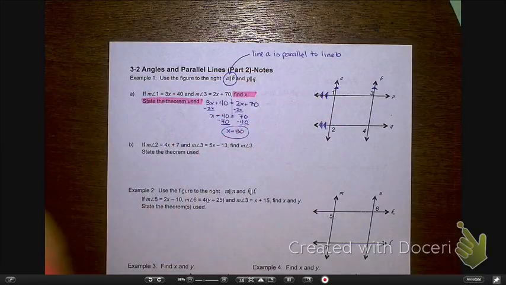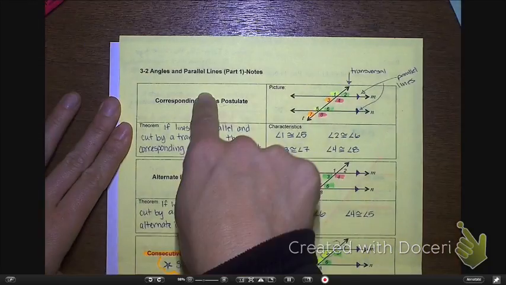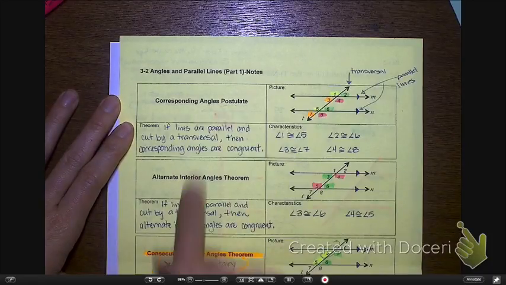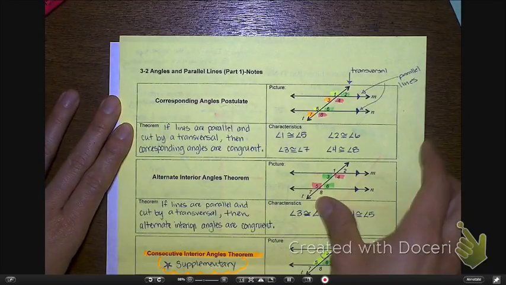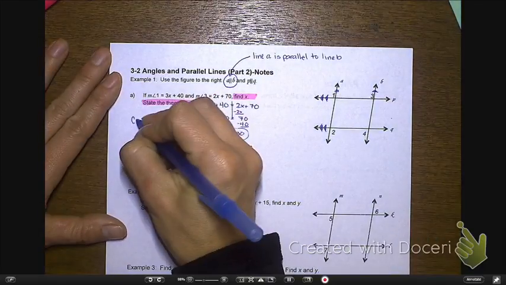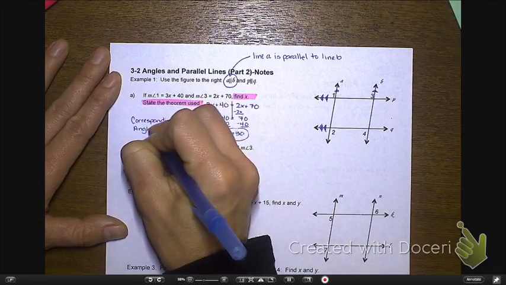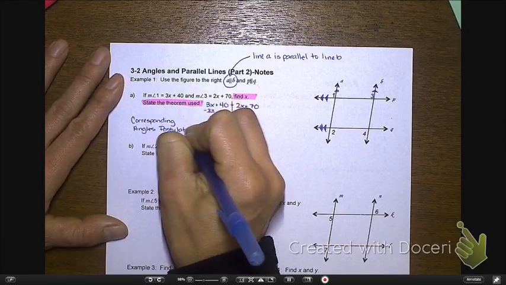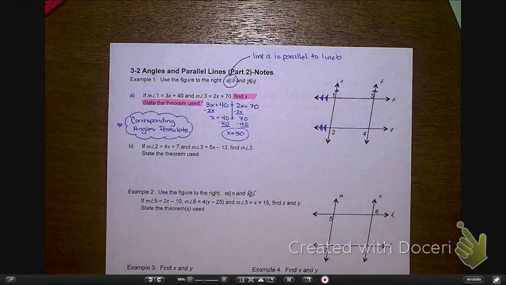So this could be a theorem or it could also be a postulate, okay? If you recall from our yellow sheet that we took a bunch of notes on, we had a bunch of theorems and postulates. Which one was talking about corresponding angles? This one. So when it says state the theorem, it wasn't actually a theorem that I applied, it was a postulate, called the corresponding angles postulate. So all I'm going to write down is that I used the corresponding angles postulate. This is my other answer. So I've now found x, and I've also stated the theorem that I used to help me do that.